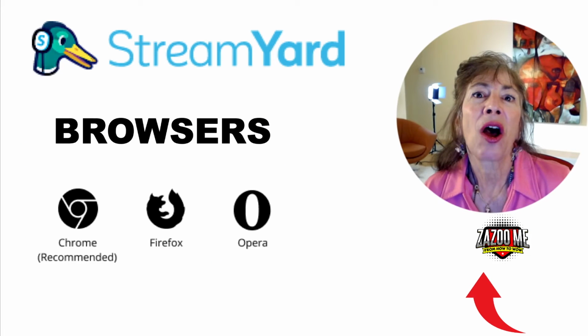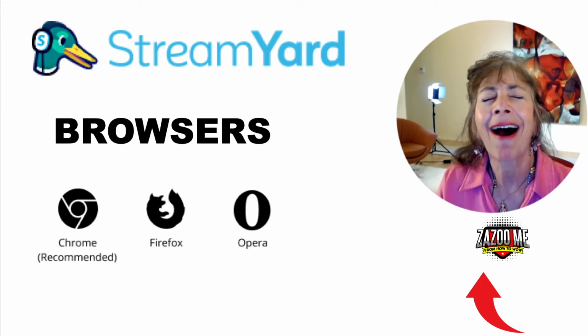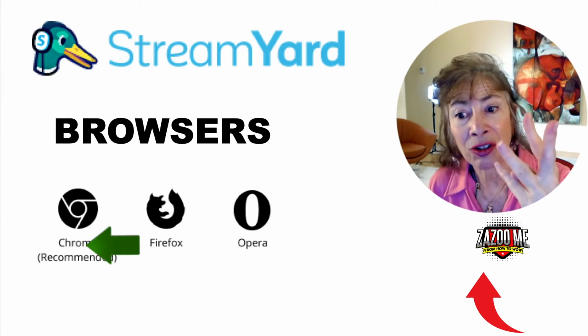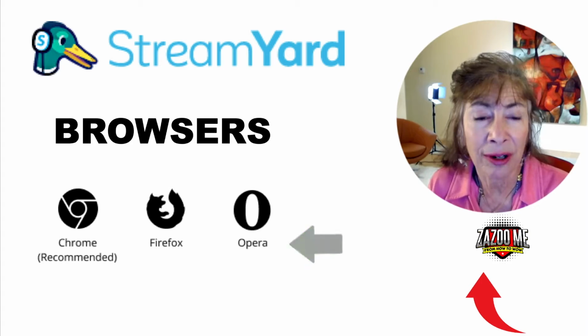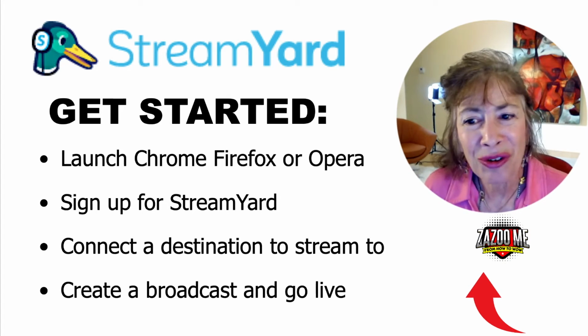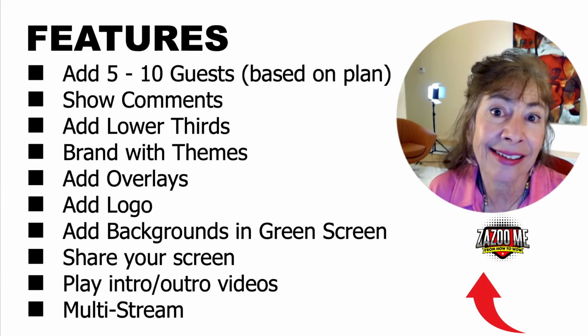The difference between Streamyard and other software systems is that Streamyard is only on your browser. You do not download it to your computer. It's on a browser. You sign up and sign into Streamyard when you want to use it. It's only available for 3 browsers: Chrome, Firefox, and Opera. So if you have Safari, it will not work on Safari. You will have to use either Chrome, Firefox, or Opera. To get started, you just launch one of your browsers, you sign up for Streamyard, you connect a destination to stream, and you create a broadcast and go live. It truly is that simple.